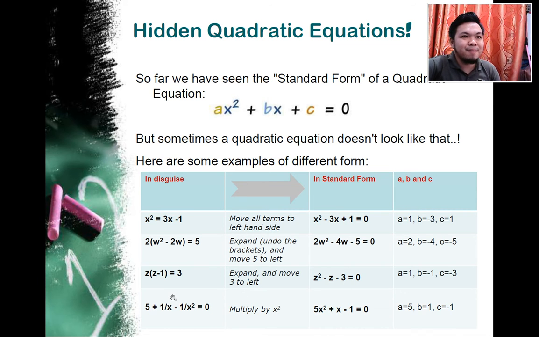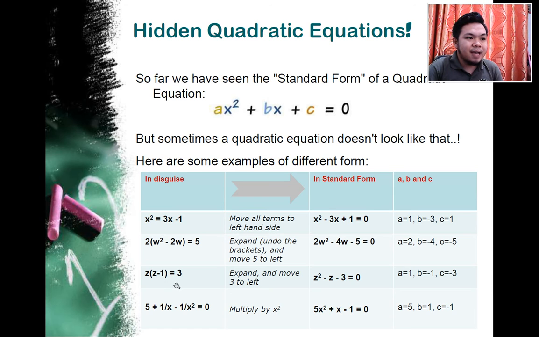Let's go with the third example. So, ito po, z times z minus 1 is equal to 3. So, expand lang natin yan, then move 3 to the left. So, z squared minus z minus 3, di ba po? Then, equate this to 0. So, ano yung values ng A, B, and C? A is equal to 1. B is equal to negative 1, kasi negative z nakalagay dito. Then, C is equal to negative 3.